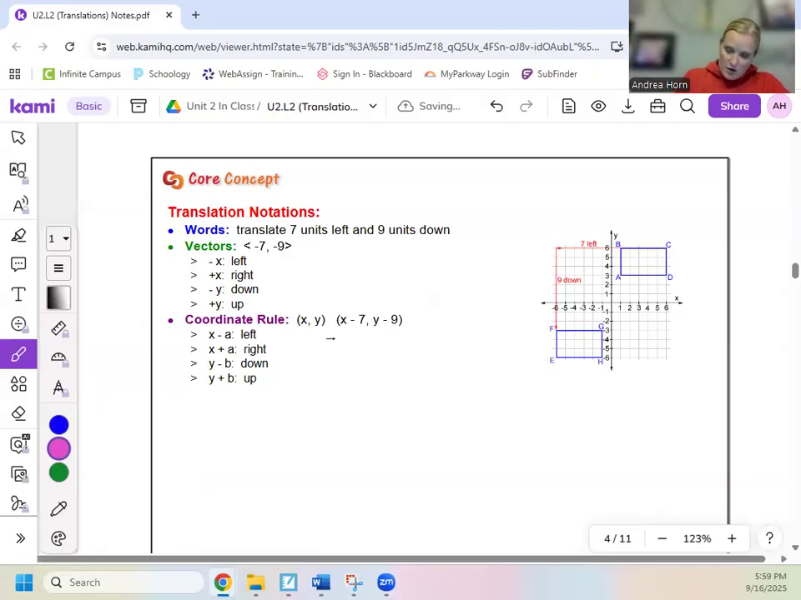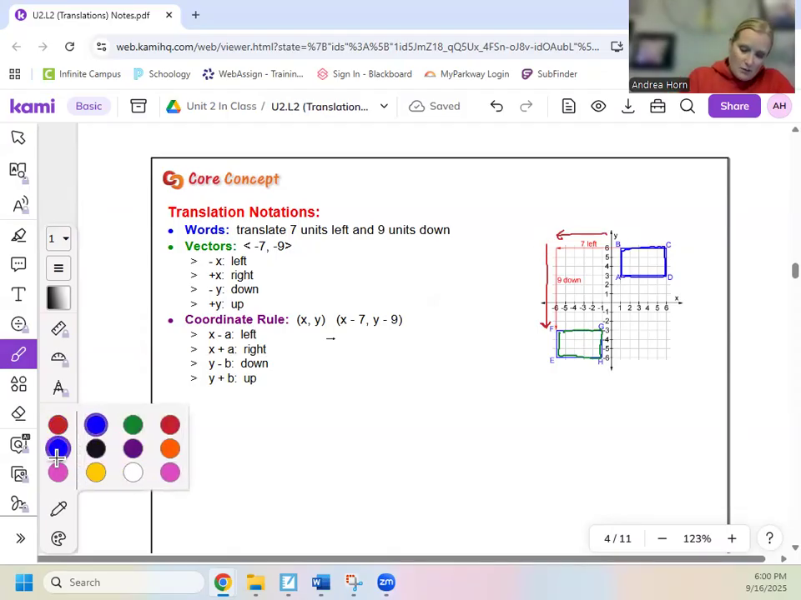If you look over here, we are letting A, B, C, D be our pre-image and we're letting EFG be our image, okay? And if you notice in this picture, we go 7 to the left and we go 9 down, right? So that's what's happening. That's our translation: 7 to the left and 9 down. So we have three different ways that we can represent this translation.